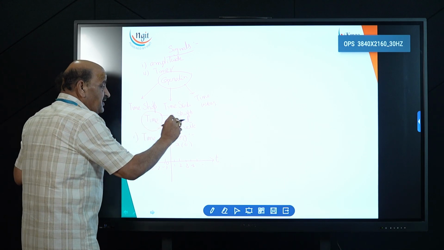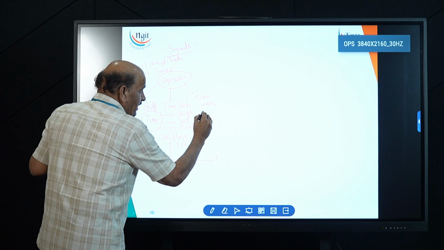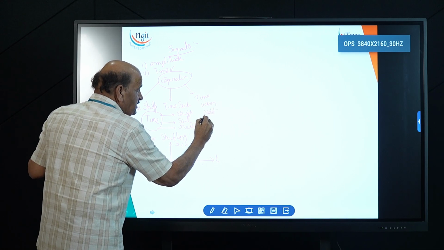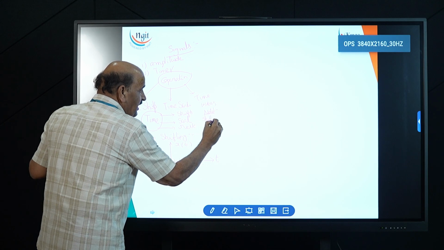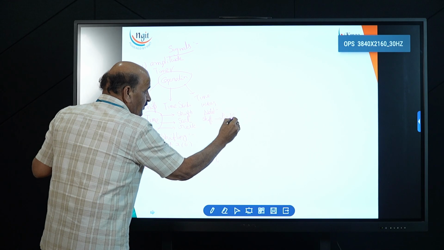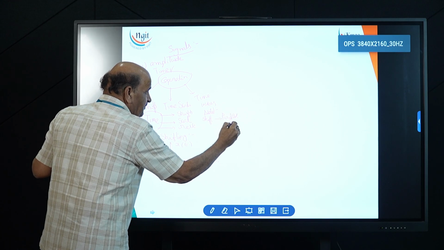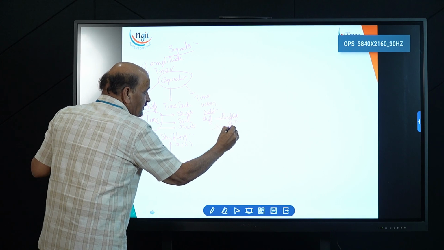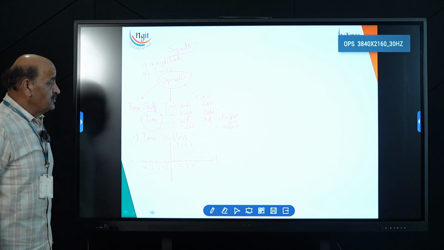So for this purpose you have to write a note. What note do you have to make? Shifting is only on which one? Parallel axis. Only on the parallel axis. Shifting cannot be on the vertical axis. This fundamental point you have to learn.